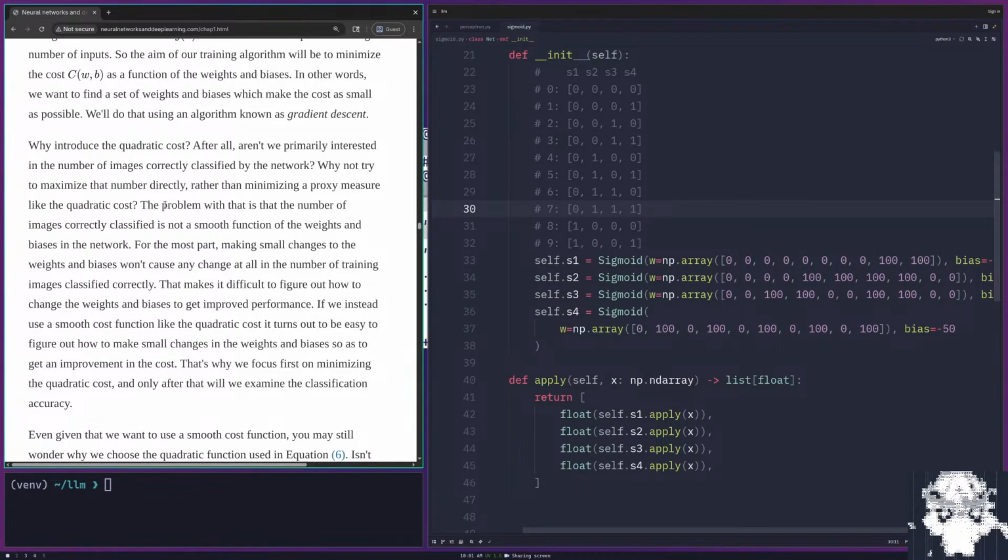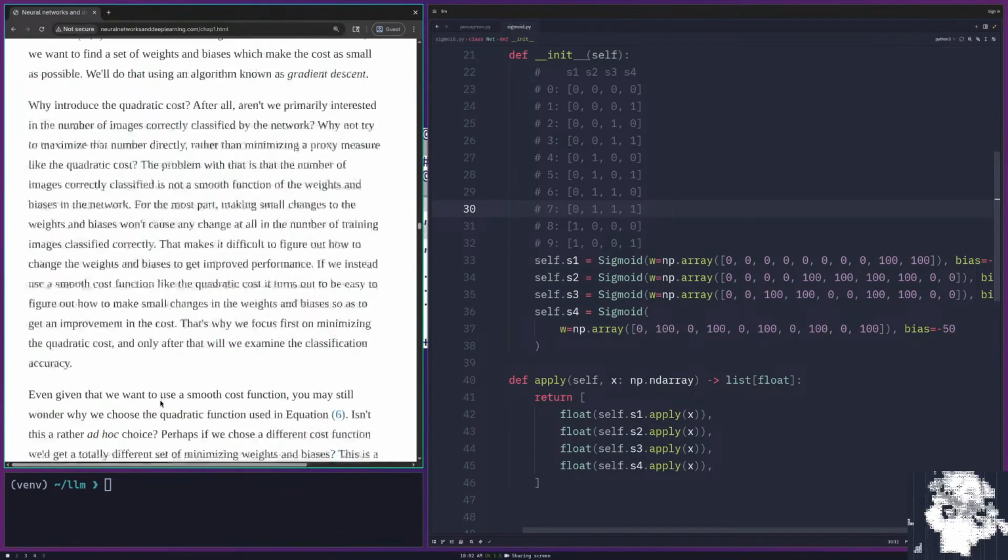For the most part, making small changes to the weights and biases won't cause any change at all to the number of training images classified correctly. That makes it difficult to figure out how to change the weights and biases to get improved performance. If we instead use a smooth cost function like the quadratic cost, it turns out to be easy to figure out how to make small changes in the weights and biases so as to get an improvement in the cost. That's why we focus first on minimizing the quadratic cost, and only after that will we examine the classification accuracy.